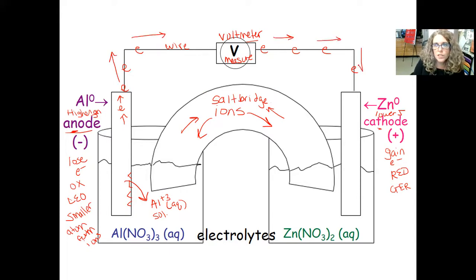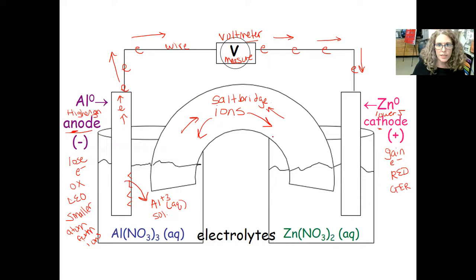So remember, this is just a 2-dimensional picture, right? If I have 2 beakers, I can just switch them around and you look at it from this direction, I look at it from this direction. So remember, this is just 2-dimensional. The zinc could be over here on the left and the aluminum on the right. So it's not always left to right. It's from the anode to the cathode, from the higher metal on table J to the lower metal on table J.